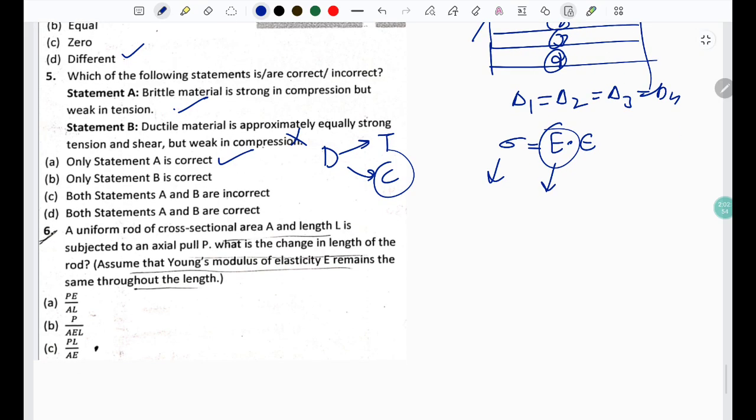Then we have a uniform cross section area, length L and cross section A. What is the change in length? Delta L. It is simply PL by AE. That is option C is correct.